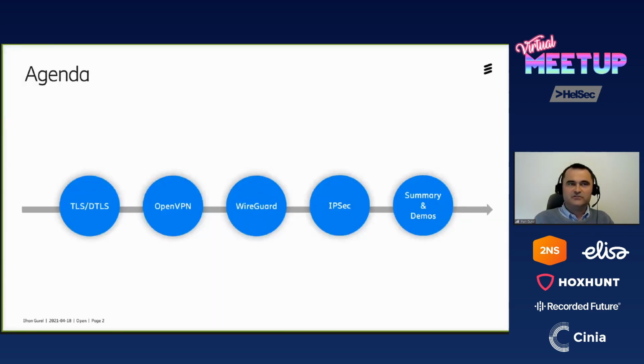Today, the agenda of my talk is as follows. I would like to start with TLS and DTLS. I would like to tell you a little bit more about the protocol details, how they work, what the differences are, the vulnerabilities, and the best security practices. Then I would like to talk about OpenVPN, WireGuard, IPSec, and in the end, I would like to give you a summary, and I also would like to show you demos.